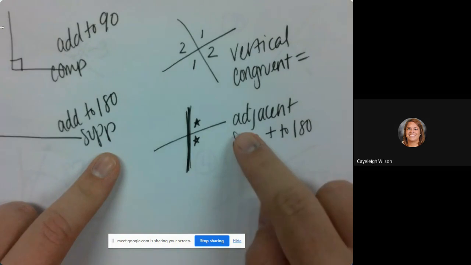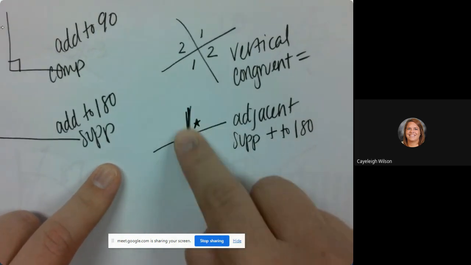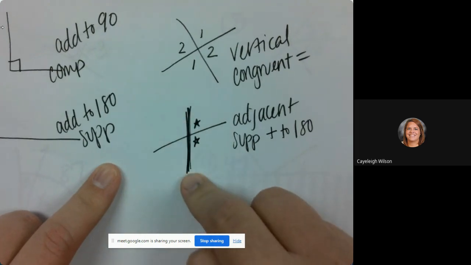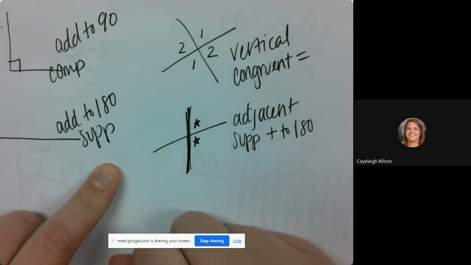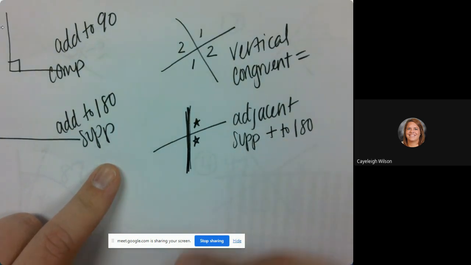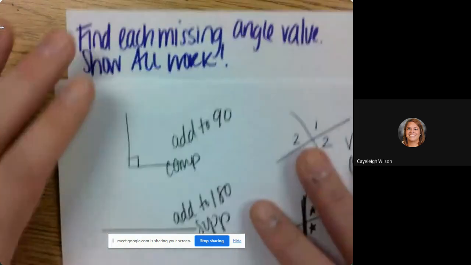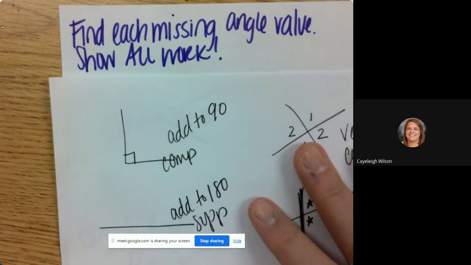And the last thing we have is adjacent angles. And those are angles that share the same straight line. So like this one and this one, they're both on this straight line. So that means that they're supplementary and they add to 180. So we can use these four things to find missing angles. So the directions say find each missing angle value and show all your work. If you don't show work on a question, you don't get points for the question.